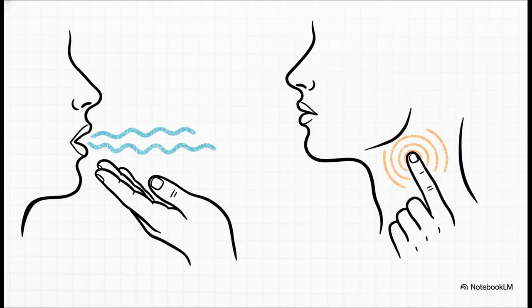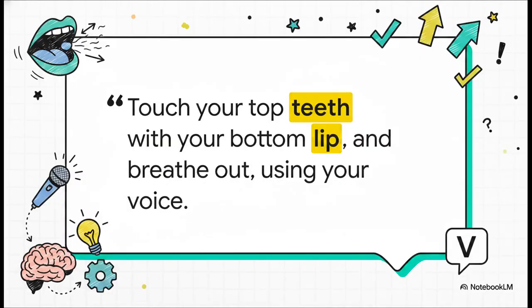They can literally feel the mechanical vibration of voiced sounds like V or Z switching on, and feel it completely stop for unvoiced sounds like F or S. What we are doing here is turning intimidating theory into simple action. Instead of saying, produce a voiced labiodental fricative, which sounds terrifying, look at this instruction from the source. Touch your top teeth with your bottom lip and breathe out, using your voice. This step-by-step physical instruction achieves the exact same phonetic result, the V sound, without any of the panic.